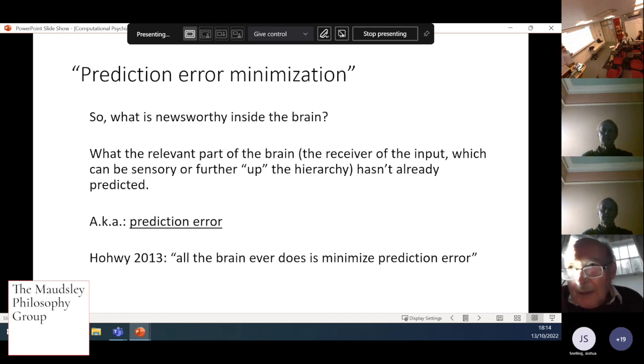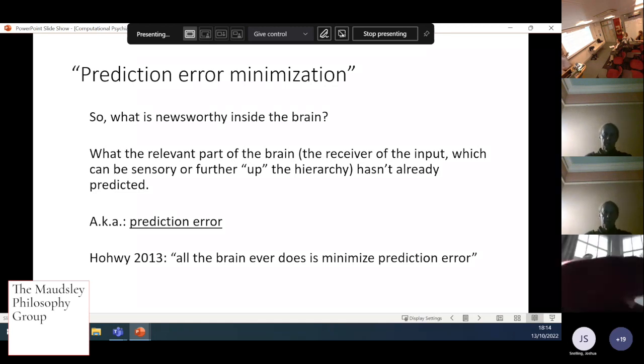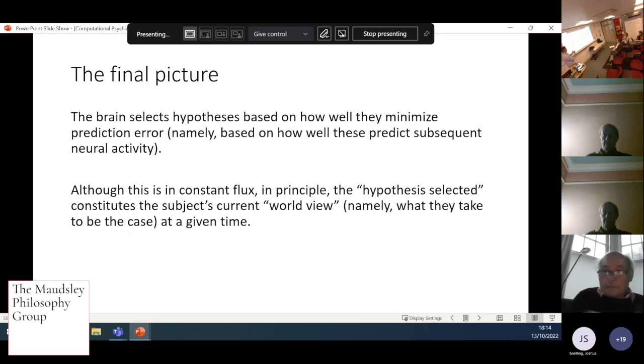So that's prediction error. In Hohwy 2013, he states this dictum: all the brain ever does is minimize prediction error. So putting together these two things, the Bayesian strategy and the prediction error minimization implementation of that in the brain, you've got the picture that the brain selects hypotheses based on how well they minimize prediction error. And although this is in constant flux, in principle, the hypothesis selected at a given time constitutes the subject's current worldview, what they take to be the case.